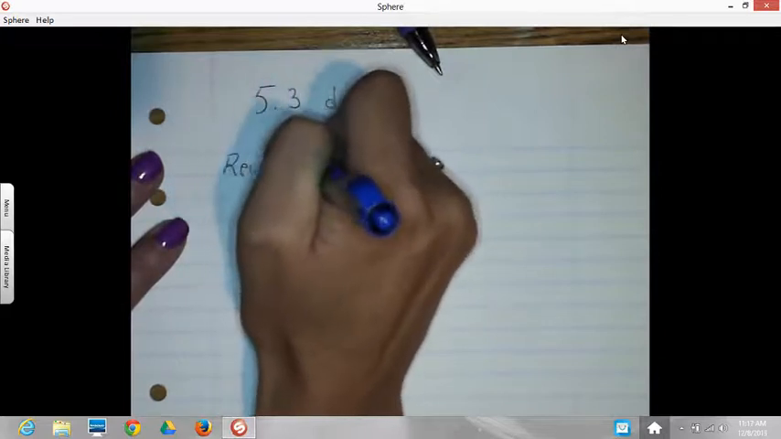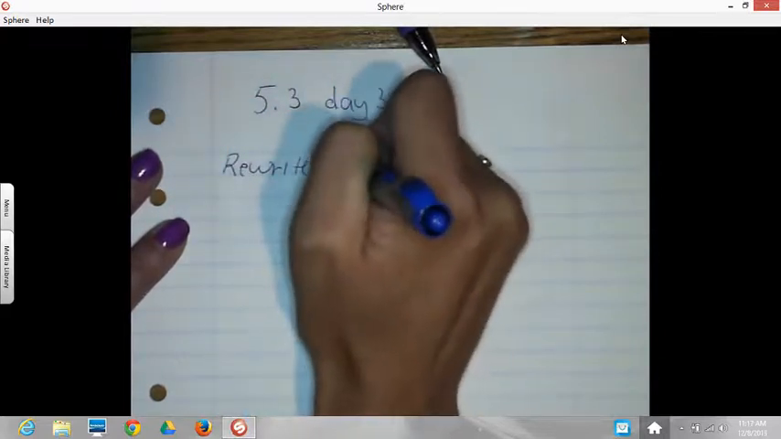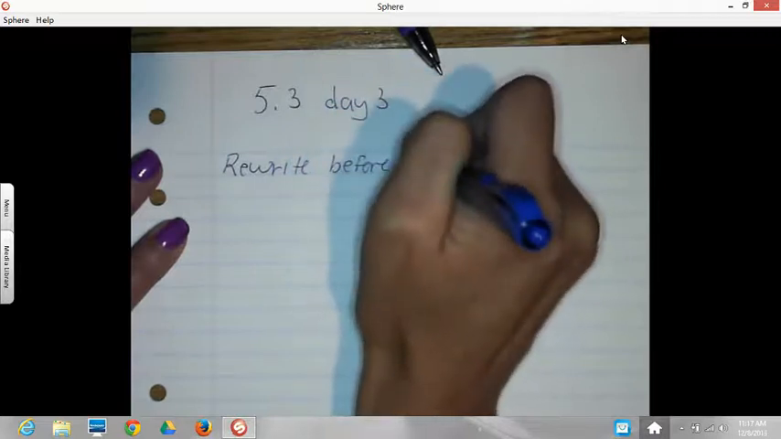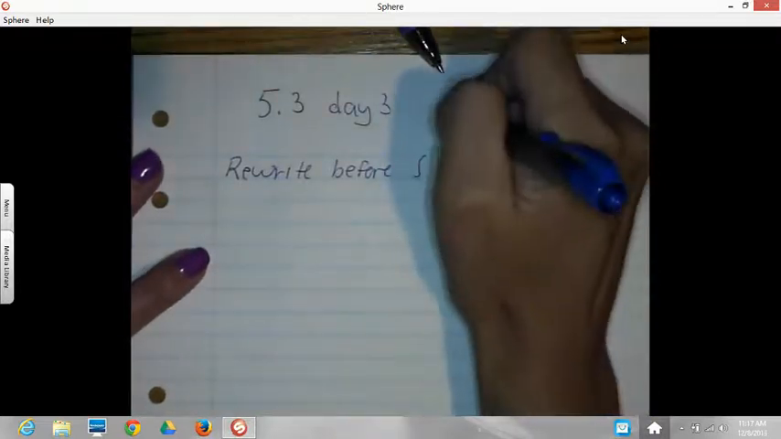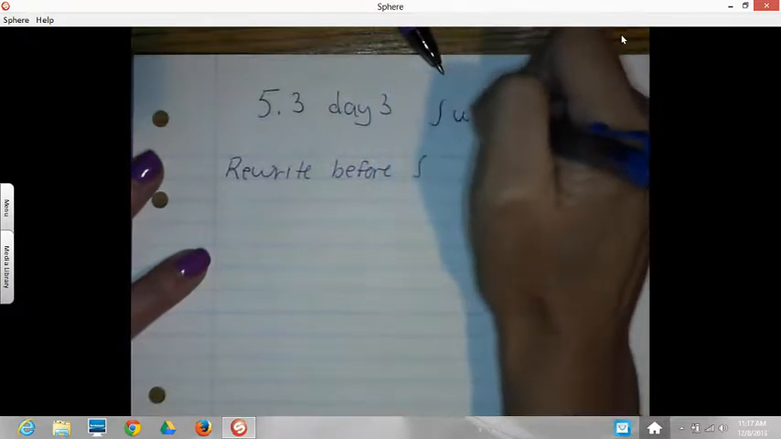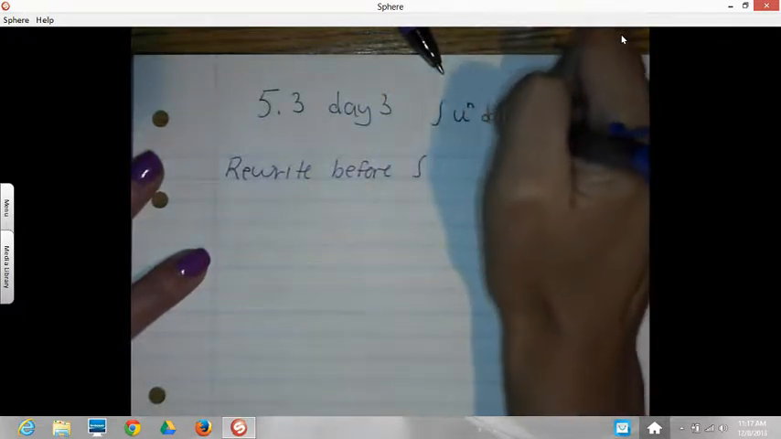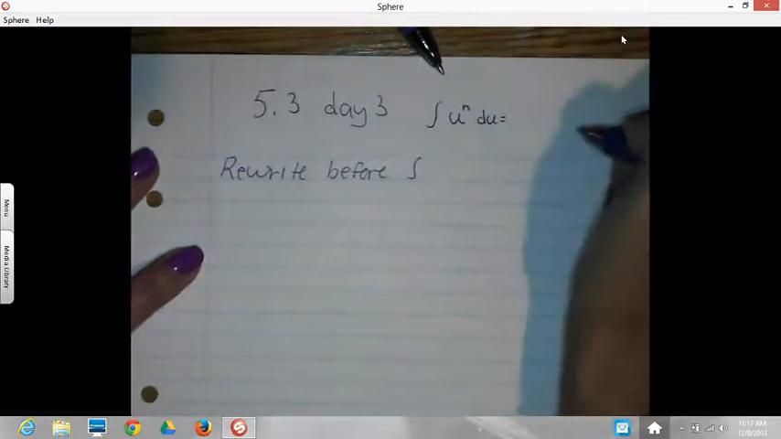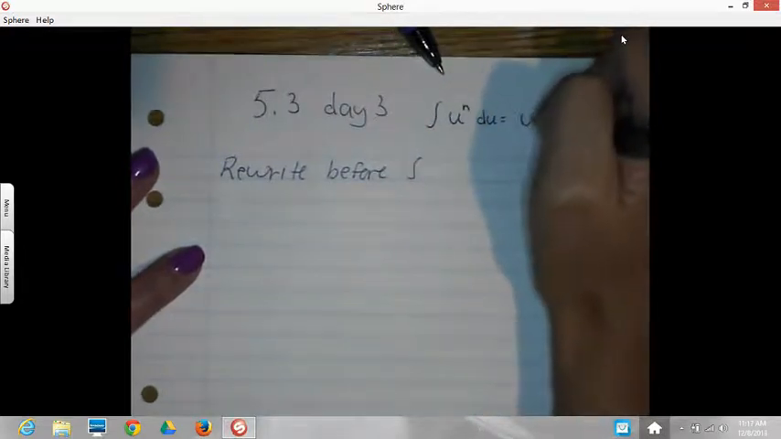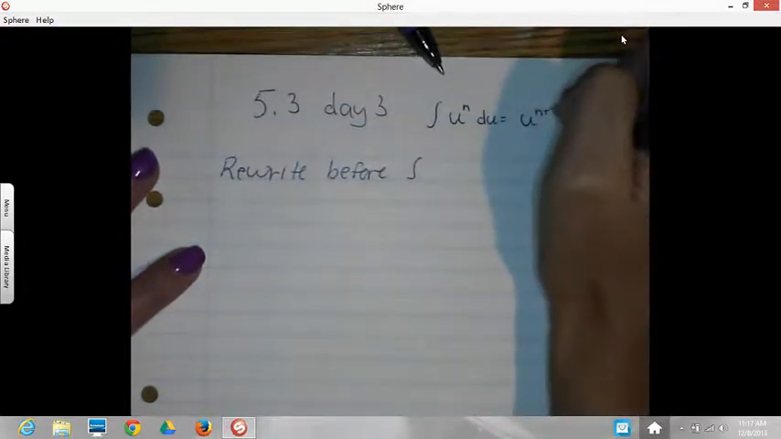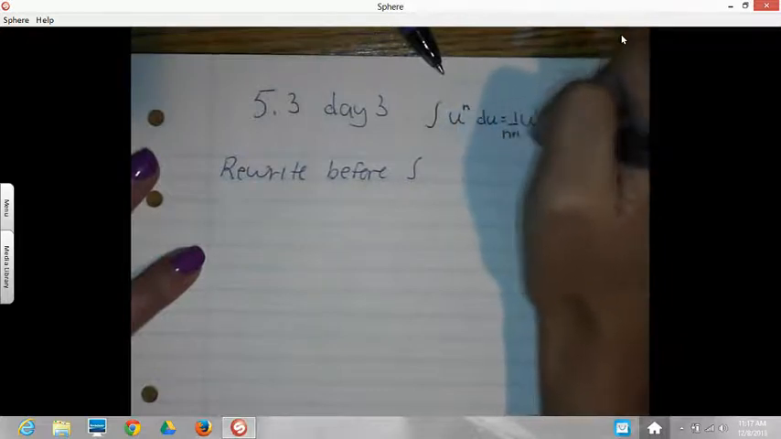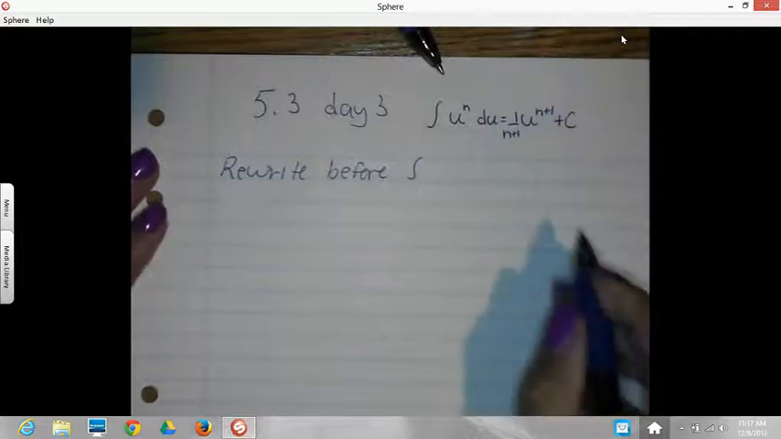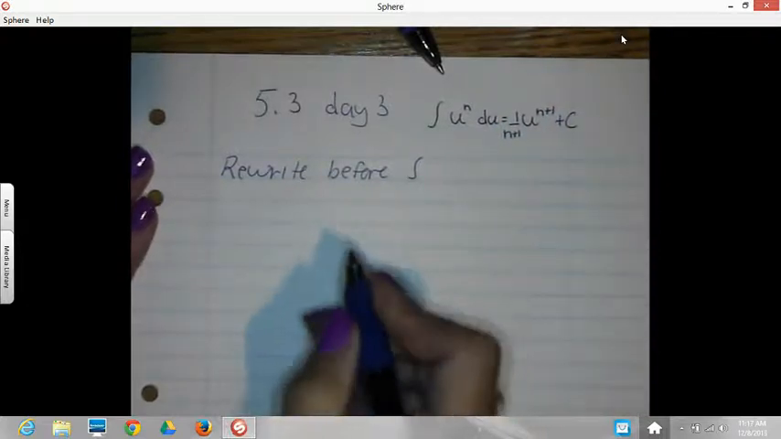Rewrite before integrating. And our goal is to just use that integration of u to a power du, the little power rule, add 1 to the exponent, and multiply by that reciprocal with a plus c. So the power rule, reverse power rule. Here we go.